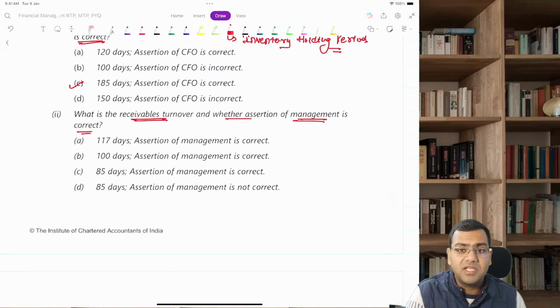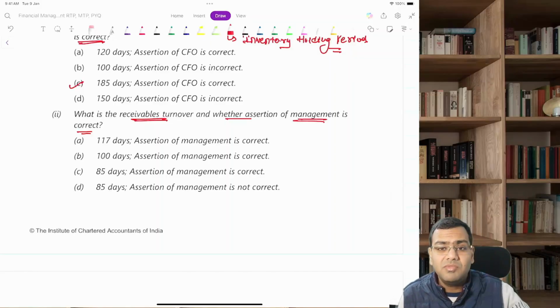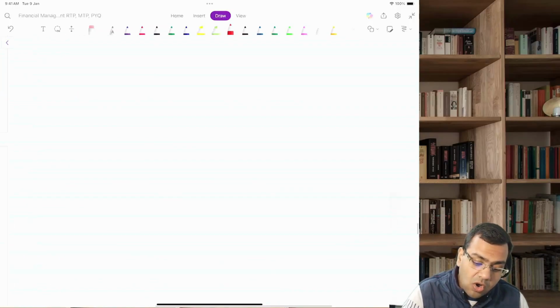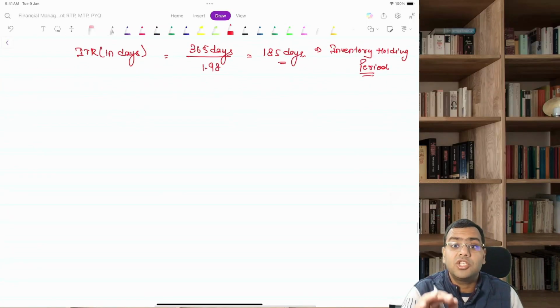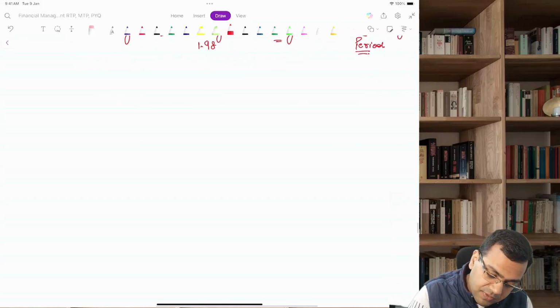Now, the second MCQ says, what is the receivable turnover and whether the assertion of management is correct. Now, the management was saying the problem is with the collection of the receivables, right? The collection team is not efficient. They are not collecting the receivables in time. So that is what we have seen, the receivables turnover ratio, or what we call the average collection period that we have studied in receivables management, right? So we have to calculate what?